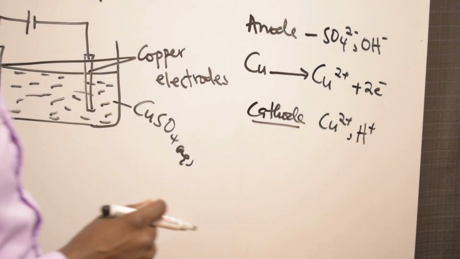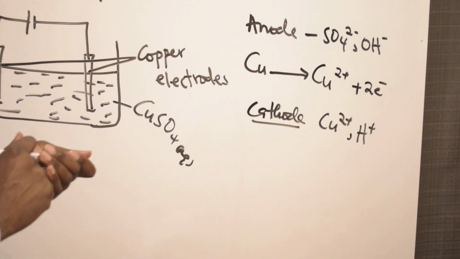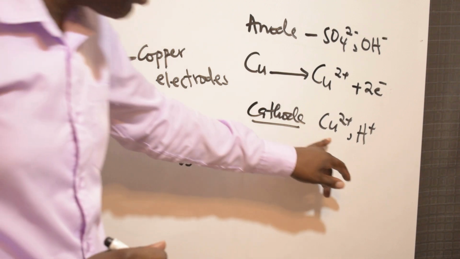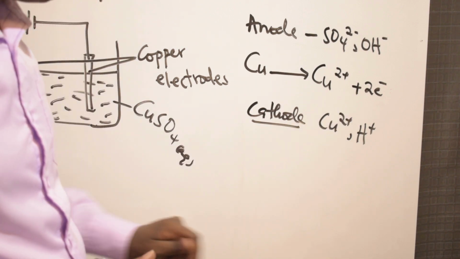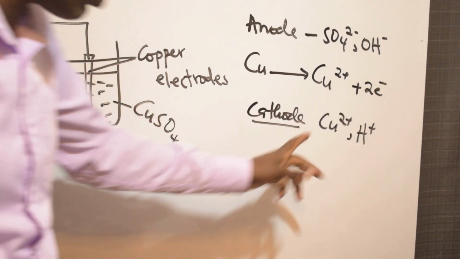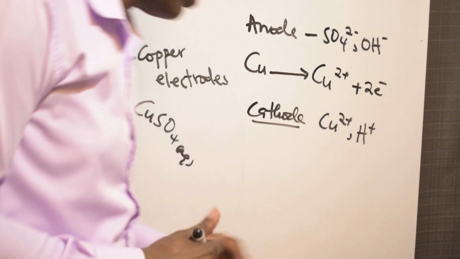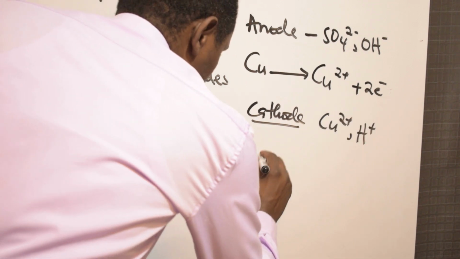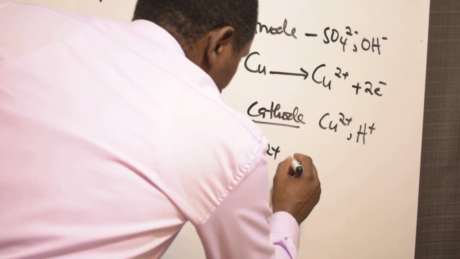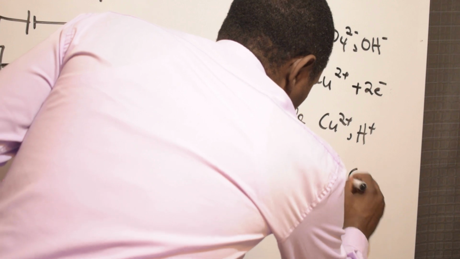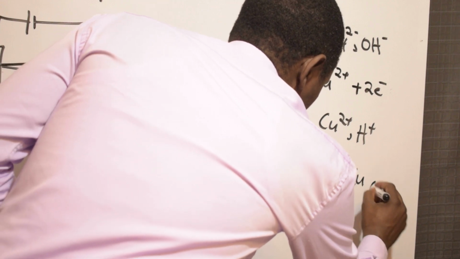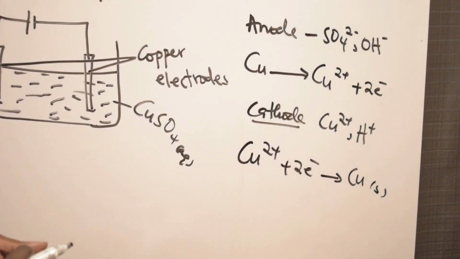Copper ions and hydrogen ions will be attracted. Now we get back to the electrochemical series. You realize that copper ions are more positive. They have a higher positive standard electrode potential than hydrogen. That means that copper ions easily gain electrons compared to hydrogen ions. Therefore, the copper ions are the ones to gain electrons, and will form the copper solid. That is what we are talking about.